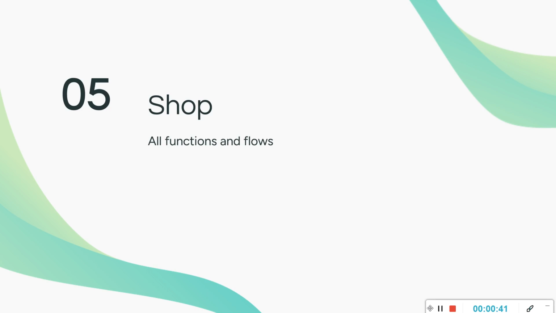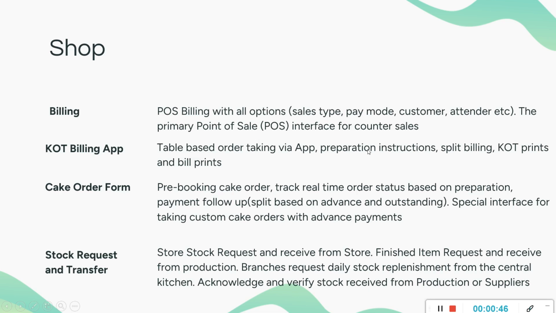This particular shop module has billing. First thing that is required is billing: the POS billing with all the options like sales type, payment mode, customer, attender, and the POS interface of the counter sales. Along with this billing, there is a counter sales billing. We also have the KOT billing app. Okay, what is the KOT billing?